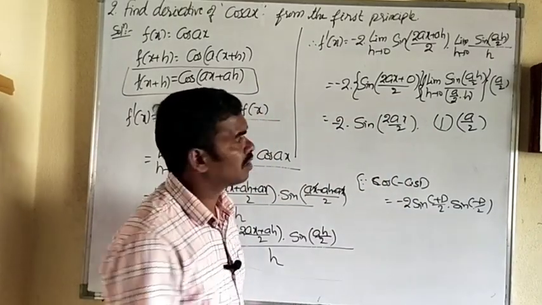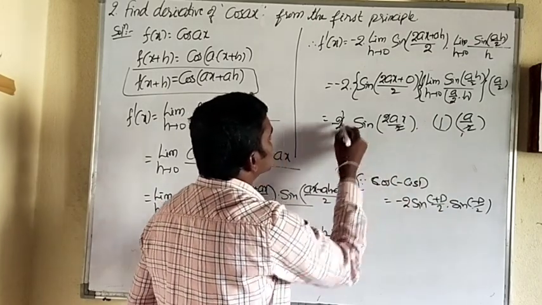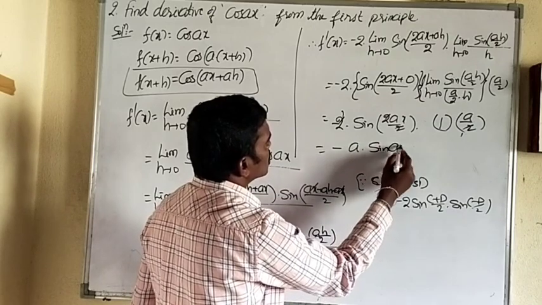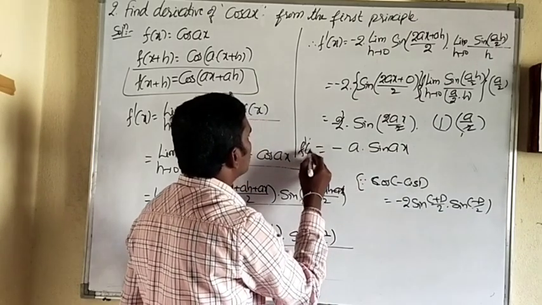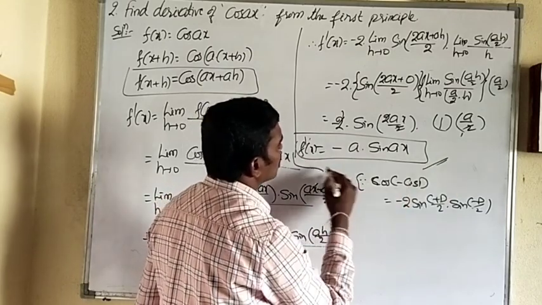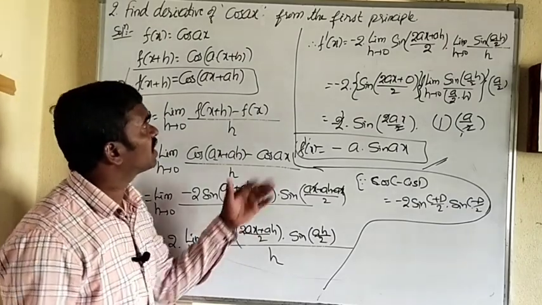Almost all of it is completed. See, 2 and 2 cancel in the middle, and here 2 into 2 cancel. So minus a into sin ax. So this is the answer, f dash of x. Okay, got it? Yes. Finish. Can we check whether it is right or wrong?